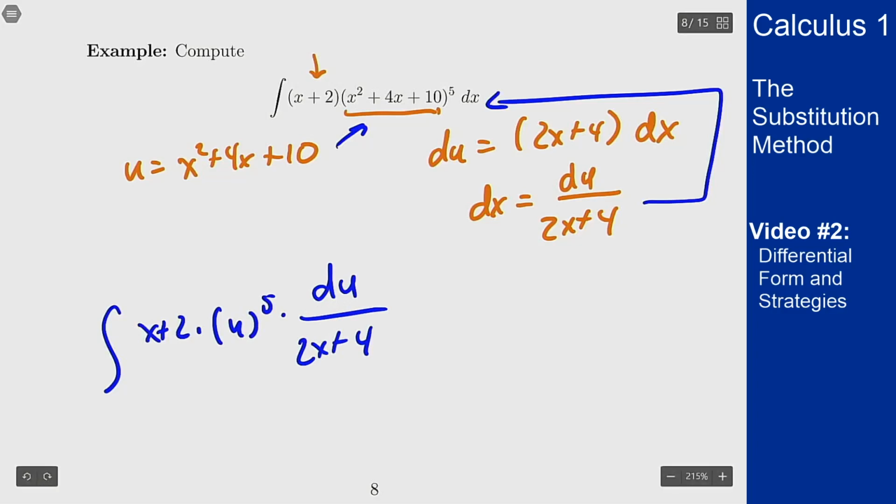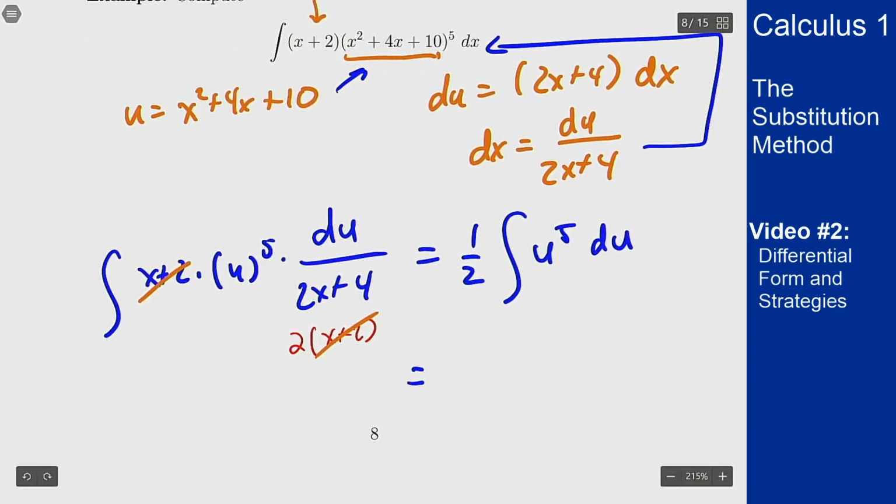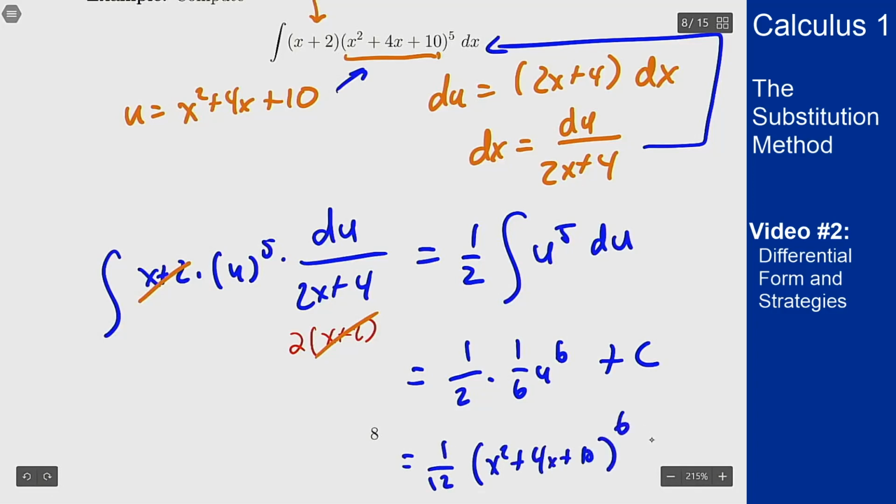And I realize that this here is 2 times x plus 2, and then the x plus 2's cancel. So I'm left with 1/2 integral of u to the fifth du, and now this I can integrate. So I get a 1/2 times 1/6 u to the sixth plus c. I can then plug my u back in to get my final answer of 1/12 x squared plus 4x plus 10 to the sixth plus c.